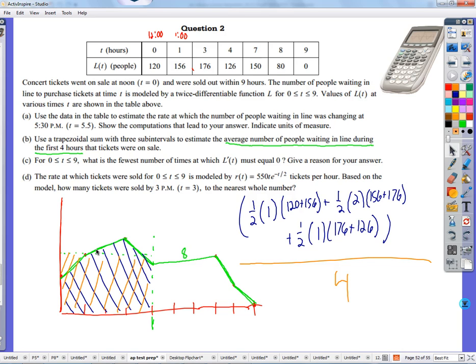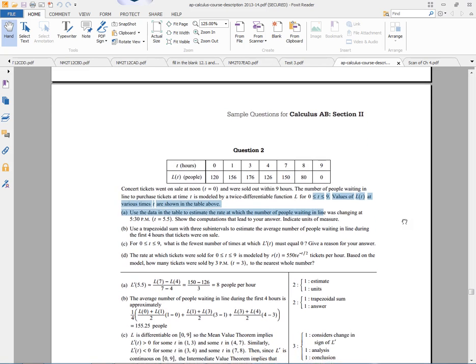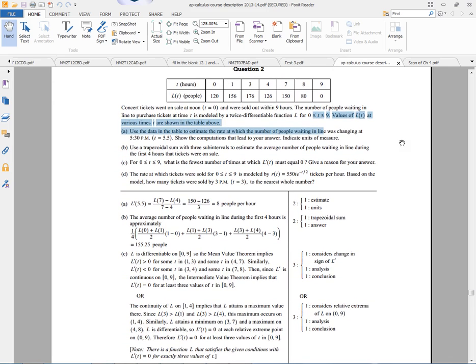We know that the slope is positive here and negative here. The first derivative test tells us there's a 0 between those two. Negative here, positive here, 0 between those. Positive here, negative here, 0. Negative and negative doesn't have a 0. So 3 times. Lots of words. This implies that there are at least 3 values.